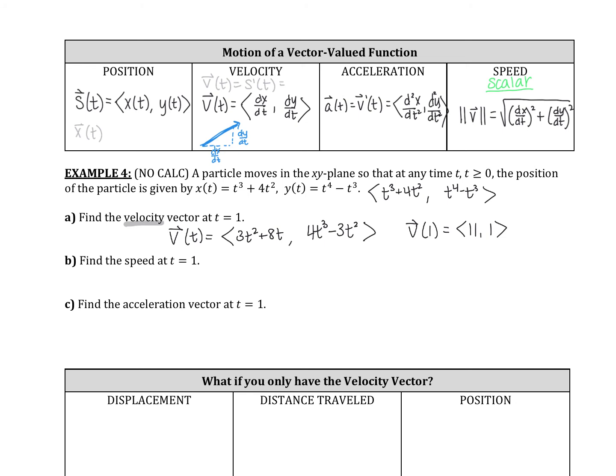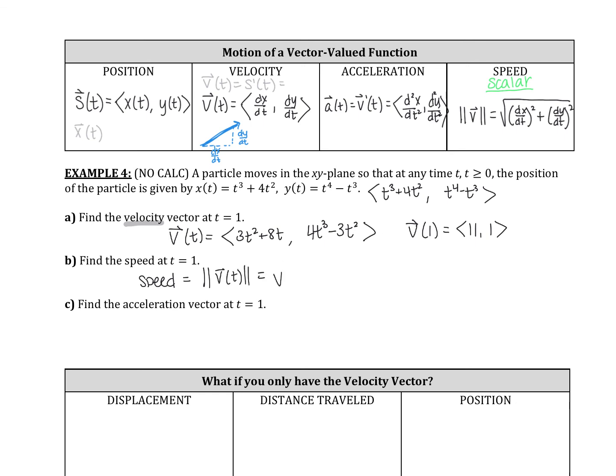All right, see if you can find both the speed and the acceleration vector at t equals 1. All right, speed. Speed, we know, is the magnitude of the velocity vector.